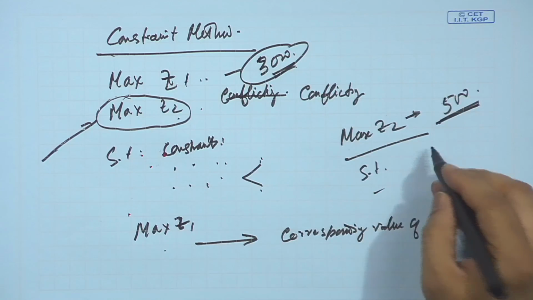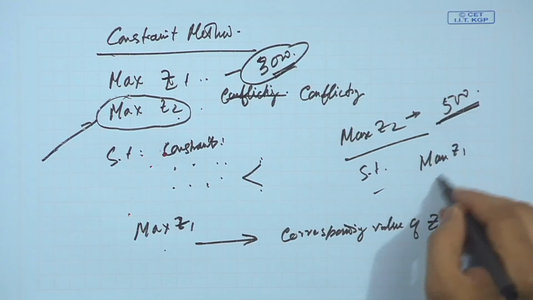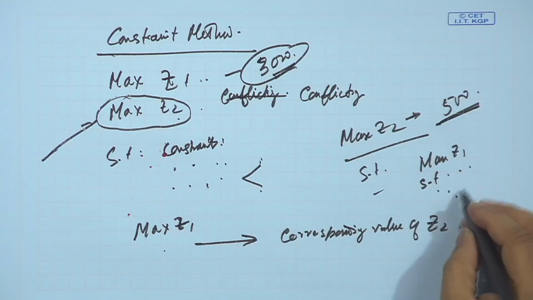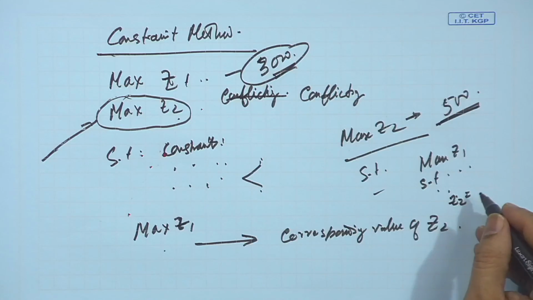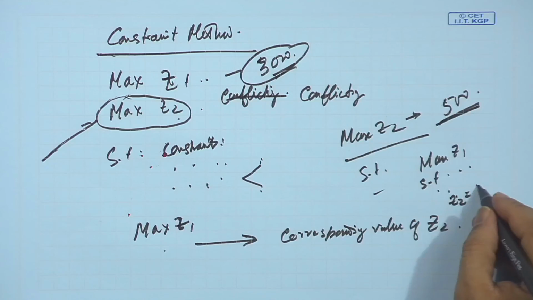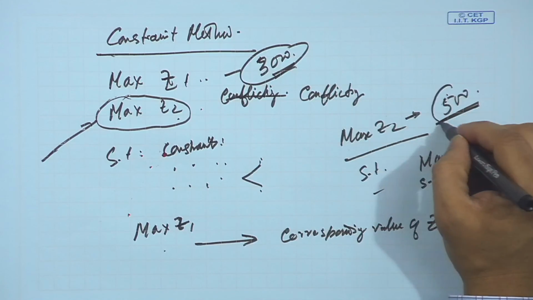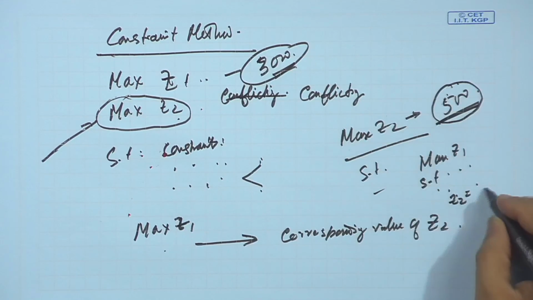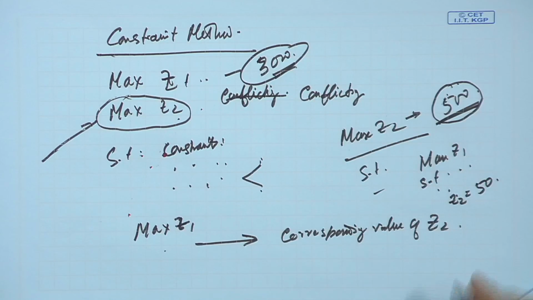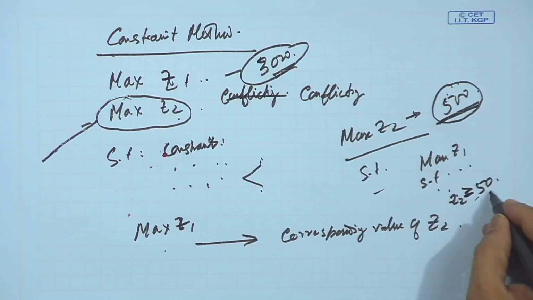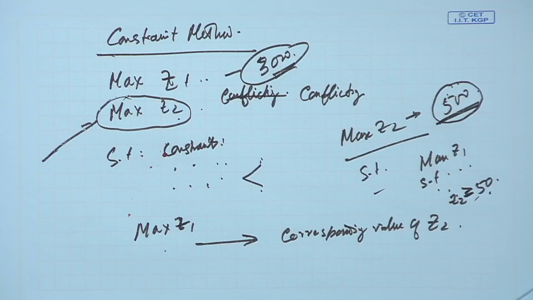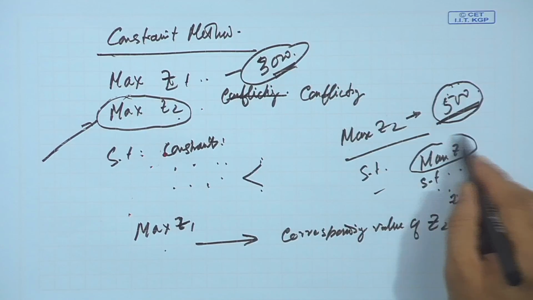Now what I do is maximize Z1 subject to the same constraints, but I put in Z2 greater than or equal to some value. The best possible value of Z2 without any other objective is 500, but suppose I put it as 50, so Z2 is greater than or equal to 50. It should not be less than 50. Then I am solving for Z1.